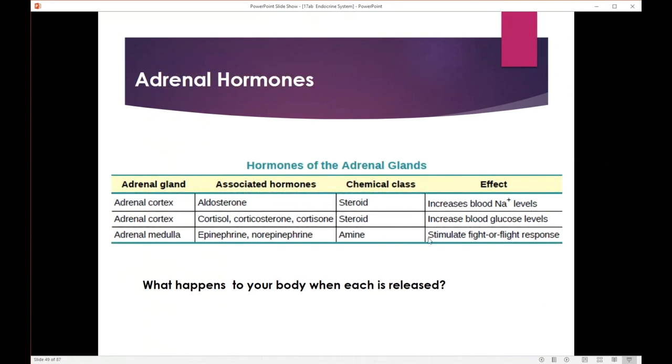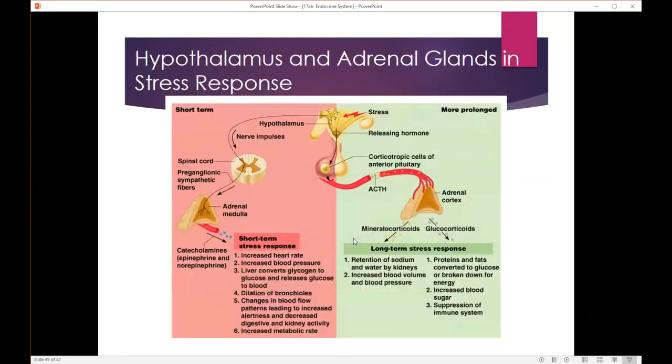And here is just a summary of each one. Now, don't forget to look at this chemical class as to whether or not we're going to need a second messenger system or not, right? So these are steroid: aldosterone, as well as our cortisol, corticosteroids, and the cortisone. Remember also we're going to have our sex hormones, progesterone, estrogen, and testosterone are in the steroid class. And then everything else is going to be an amine.